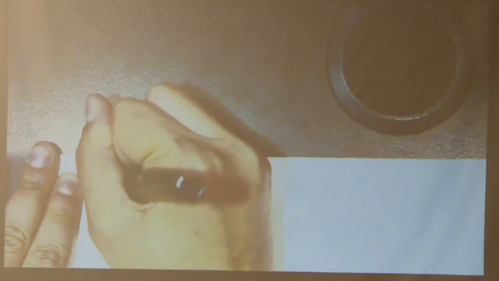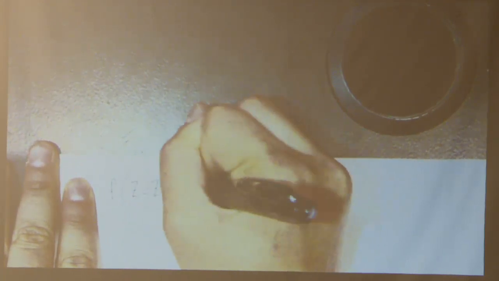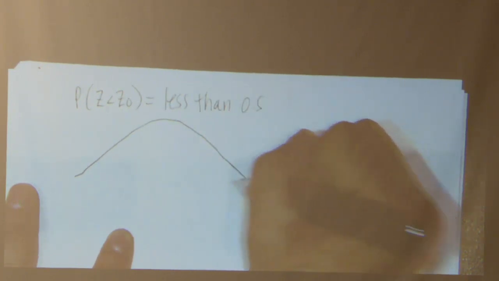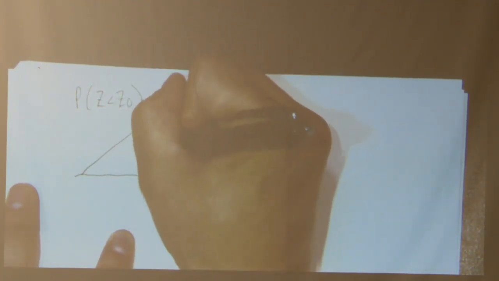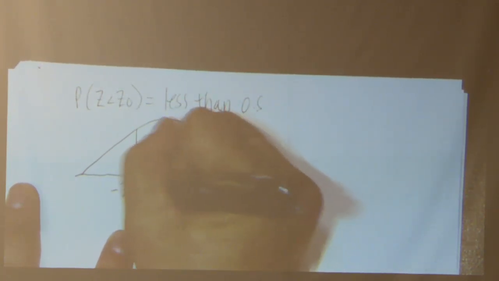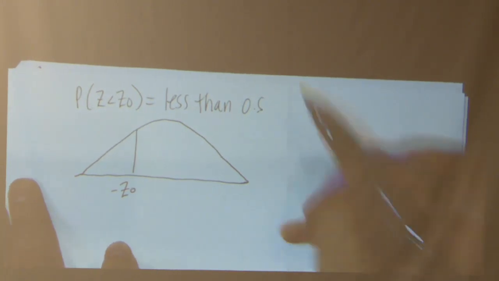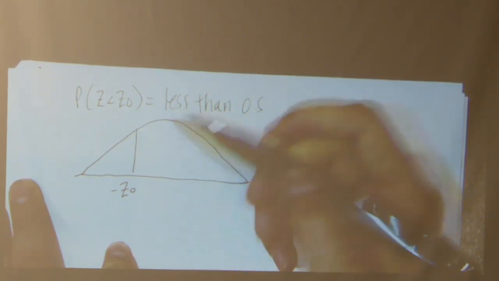So if they're giving you the probability that z is less than z0, and your probability is less than 0.5, when you set this up, your z0 value is going to be over here. It's going to be negative, and you're going to place whatever probability they give you right in here to solve for your z0 value.